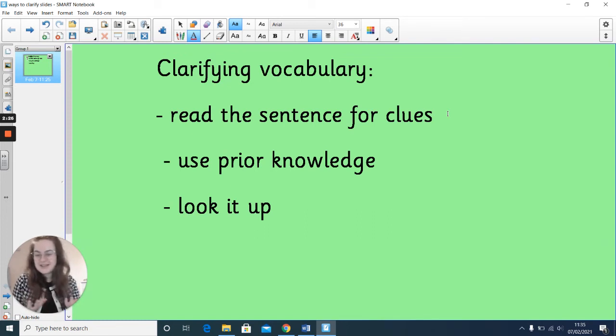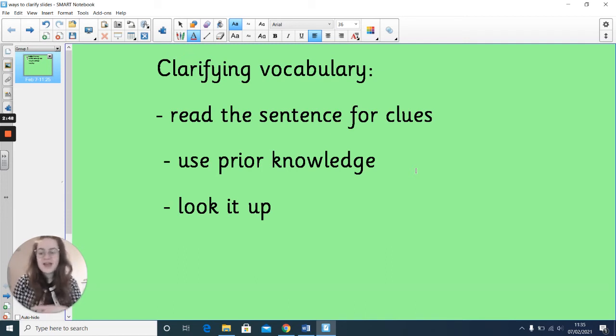And usually in year 1, that's the number 1 strategy that we like to use, because it doesn't matter if we don't have an exact dictionary definition in our head of what that word means. We can have a sensible guess of what it pretty much means. Usually that helps us understand the text well enough. The second most common strategy that we might use in year 1 is using our prior knowledge. That means thinking about what we already know and using that to have a sensible guess.